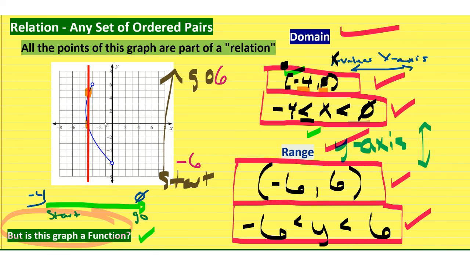So if we can find any spot on our graph where a vertical line hits it 2 times, that means we have repeating x's. So that means that this is not a function, because that vertical line tells us it hits it in 2 points. 2 points means repeating x's, so it is not a function.